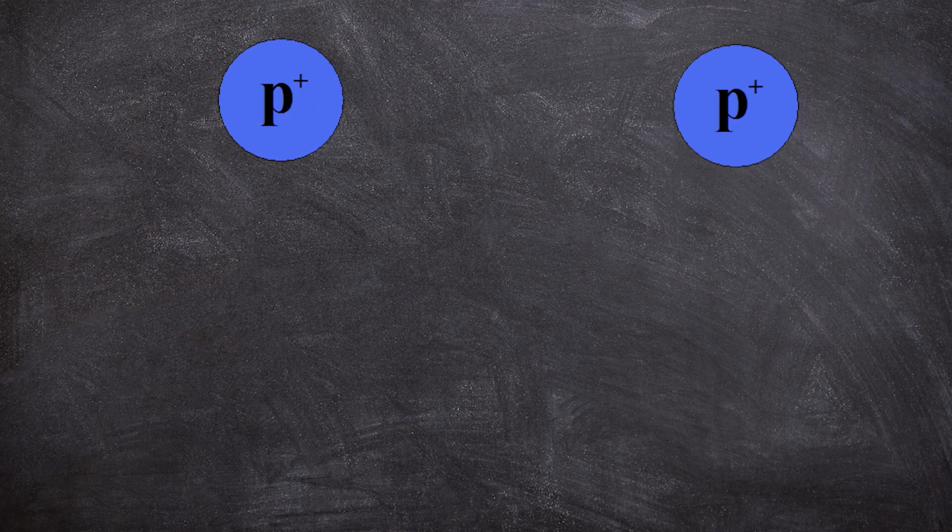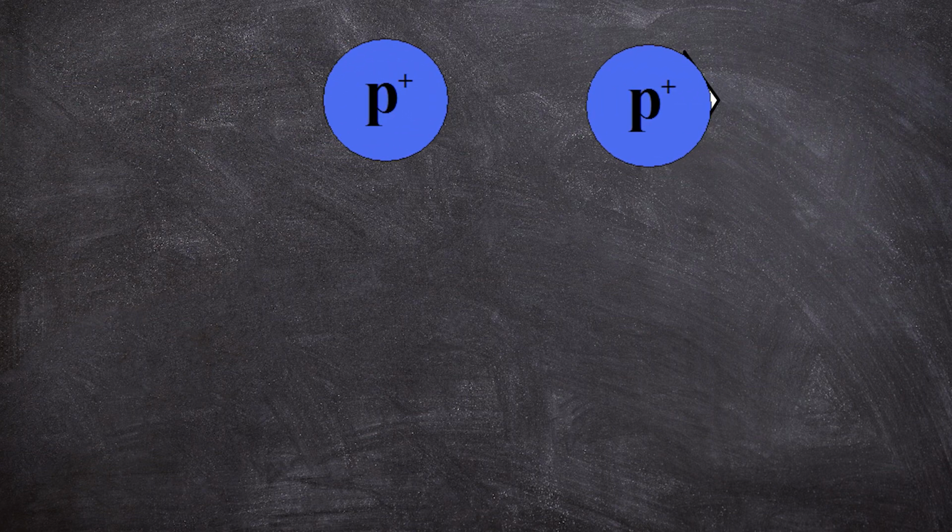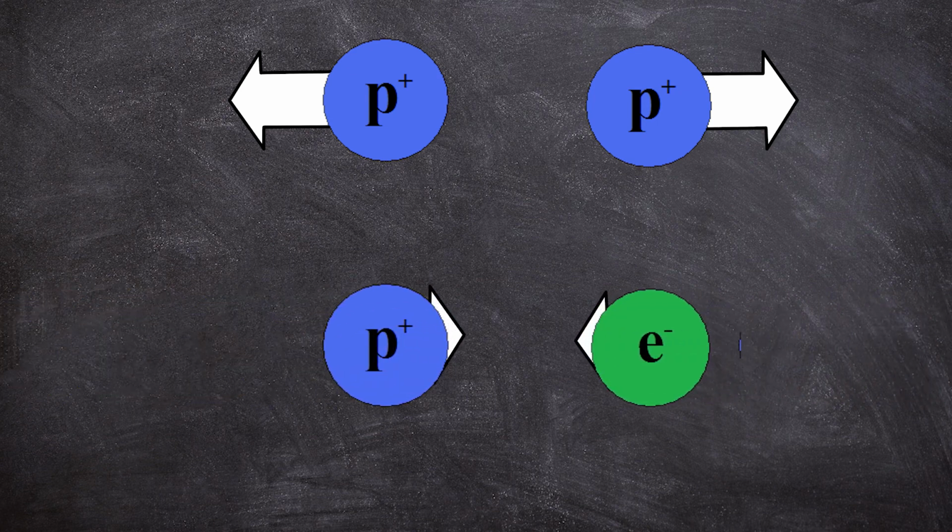It is fairly simple to determine the direction of the force. If the charges are the same, then the force on the objects is away from one another. If they're different, the forces are towards one another.